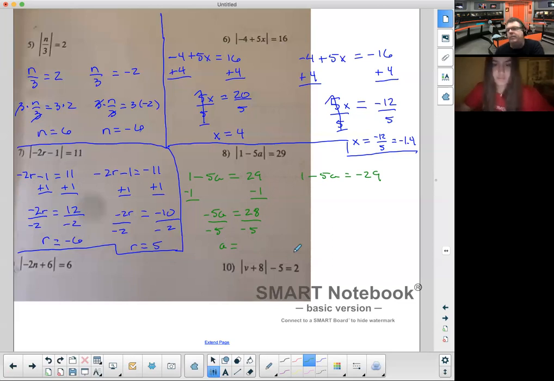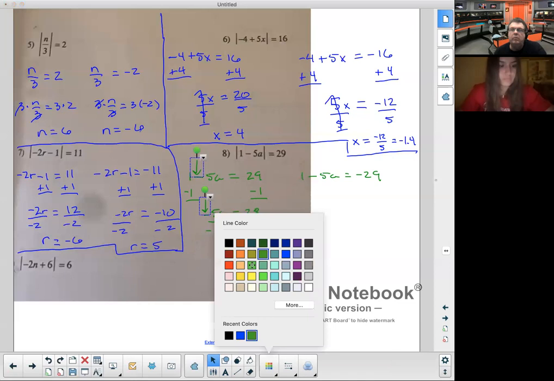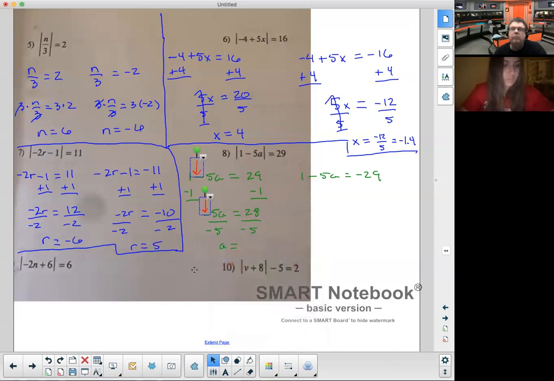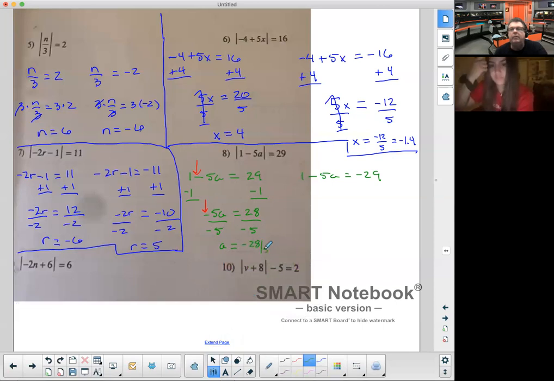Now it's negative 5a because in the original equation it's 1 minus 5a. You see right here? Okay, so the negative has to keep going down. It stays with it. So we're dividing by negative 5. Okay. I got a decimal. That's fine. 5.6. Because it doesn't divide evenly, does it? No.